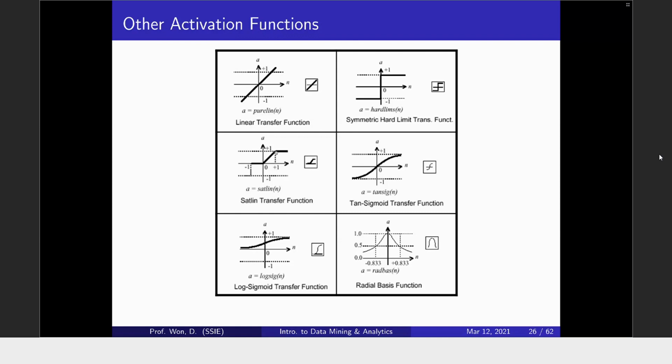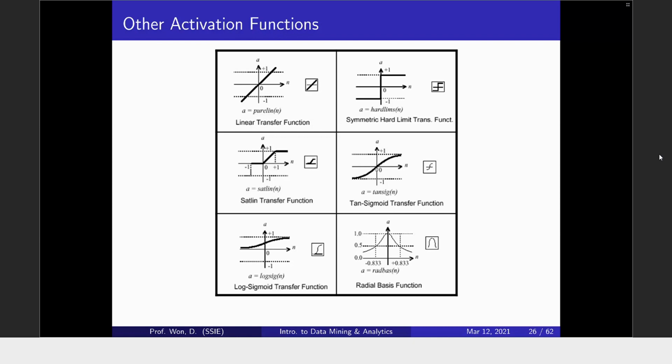Then after that, yes. And then tangent functions. The tangent function is also something like the sigmoid function, and the log sigmoid function looks like that. What is the difference between those two? The tangent-based sigmoid function can have values down to negative 1, but the log sigmoid function cannot have a negative value. So in some problem situations, sometimes we prefer to use the tangent function.